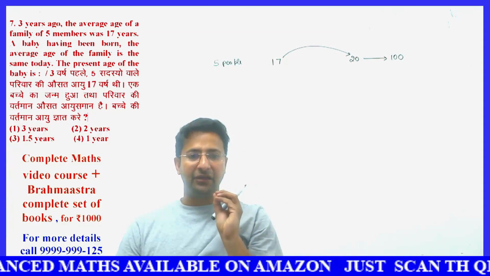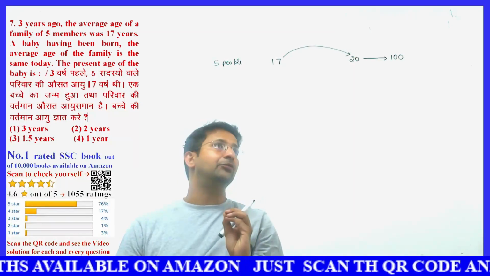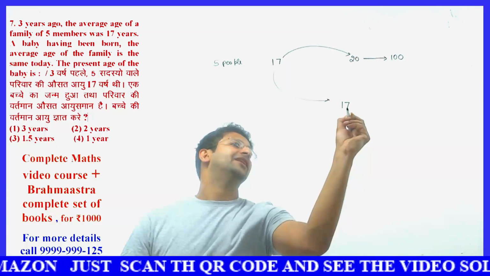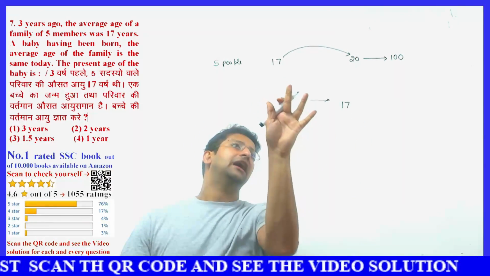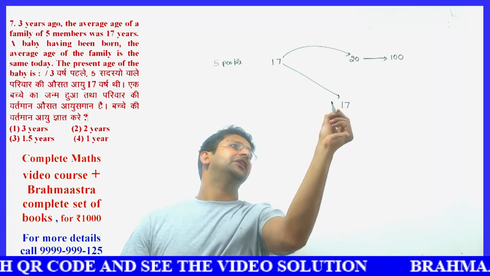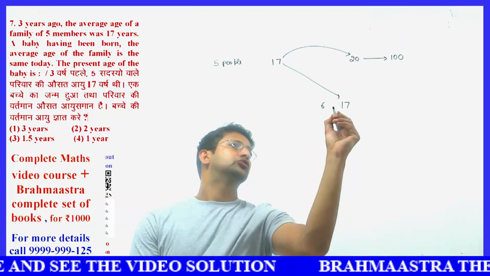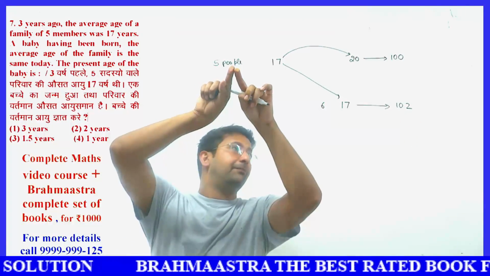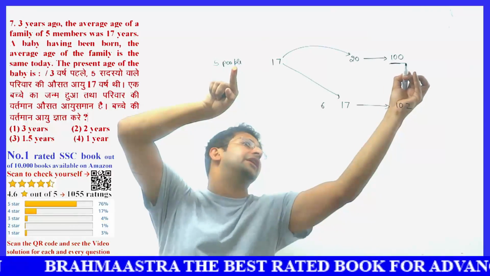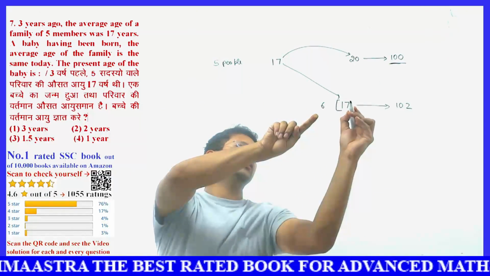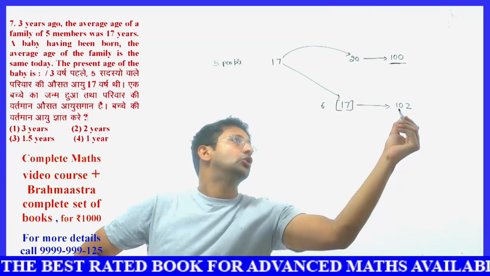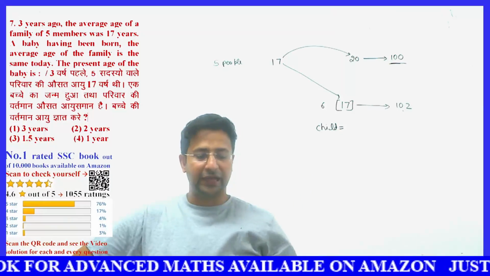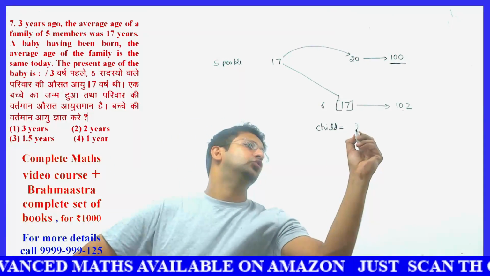Now, a baby having been born, the average age of the family is the same today. Now there are 6 people and the average age is 17 only. The average age is still 17, but this is for 6 people. So 6 into 17 will give you 102. See, these 5 people presently have a total age of 100 years, but these 6 people with the average age of 17 have a total age of 102. So I can say the age of the baby, or the age of the child, is 2 years.